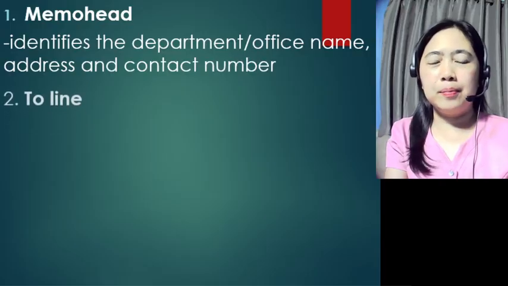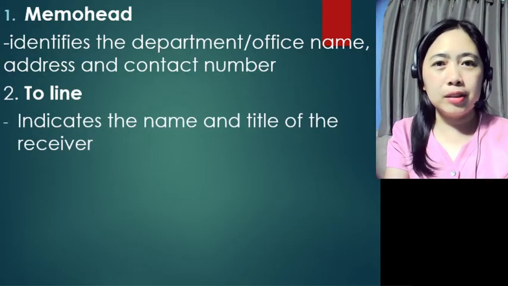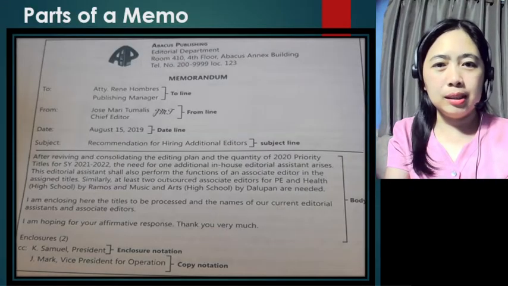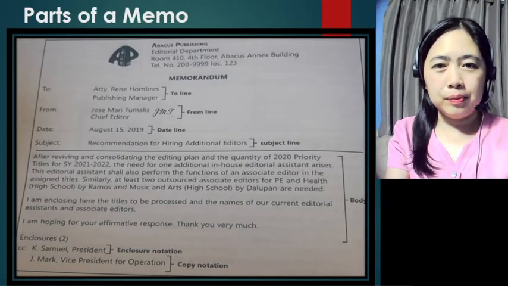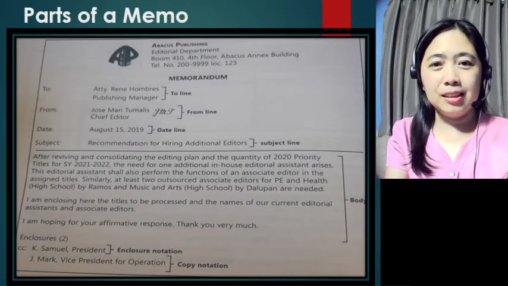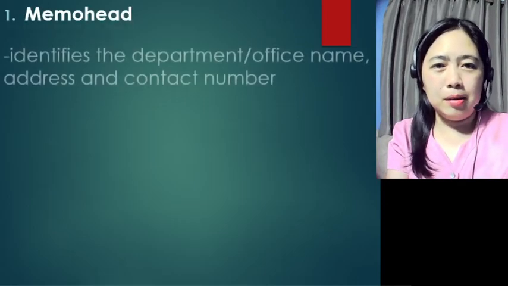contact number. The 2 line indicates the name and the title of the receiver. So notice here, 2 line, Attorney Rene Hombres, and then his position in the organization, so it's publishing manager. So the position is important.